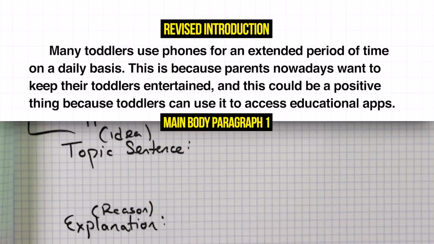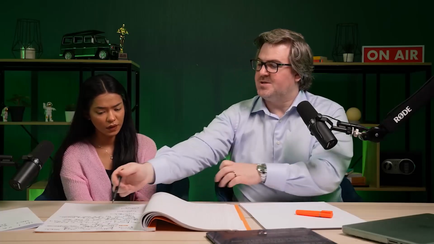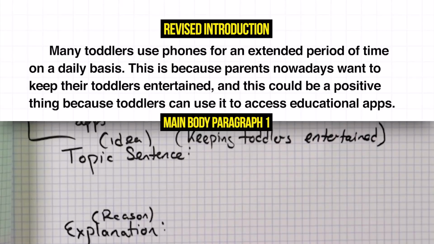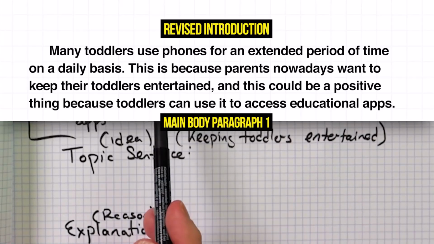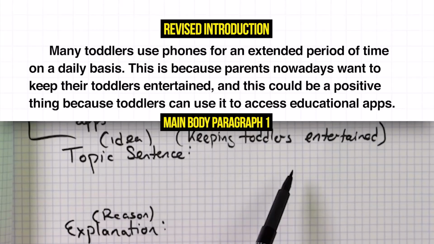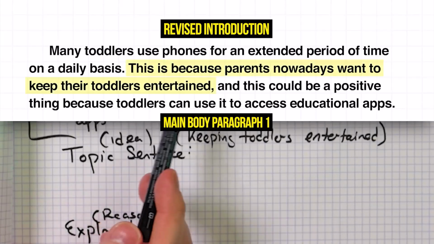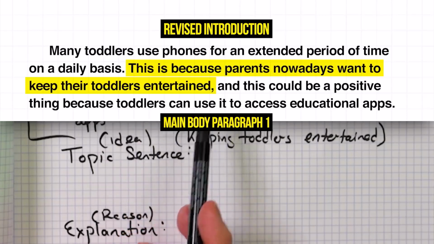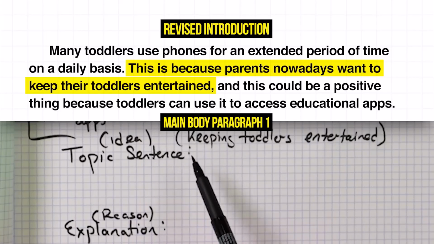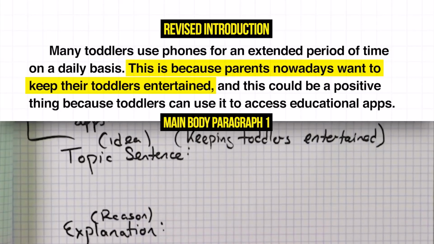our main body. Okay. So our idea, what's the first idea in this introduction? It's about entertainment and how they can keep their toddlers entertained. Yeah. So all we need to do is just look up at our introduction, look for the first main idea, and that will give us our topic sentence. Parents nowadays want to keep their toddlers entertained. All we have to do is just state this again, but using different words. So paraphrasing again. So how might we be able to do that?